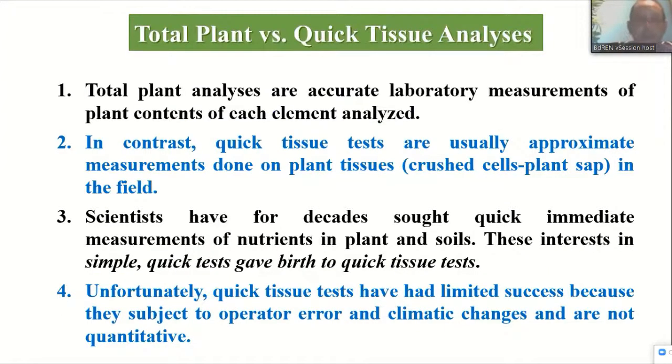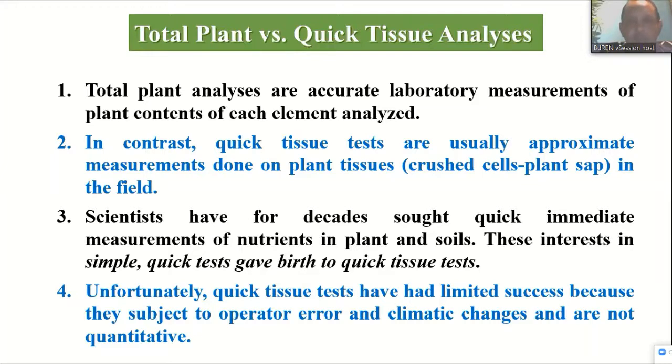And another question sometimes we can ask, for example, total plant analysis versus quick tissue analysis. Which would be better or which should be performed? Actually, plant analysis is an accurate laboratory measurement of plant content of each element analyzed. This is the accurate measurement in the laboratory.